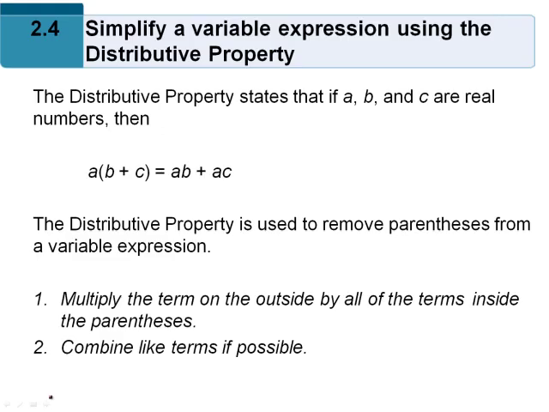So the distributive property allows us to take a term on the outside and multiply it by the terms on the inside. And it also allows you to eliminate your parentheses. So if you have a times b plus c, what you're going to do is multiply a times b and then a times c. And so you distribute the a to all the terms inside the parentheses. And once that's done, if you have any like terms, you combine them if it's possible.